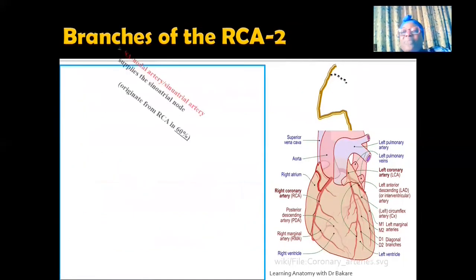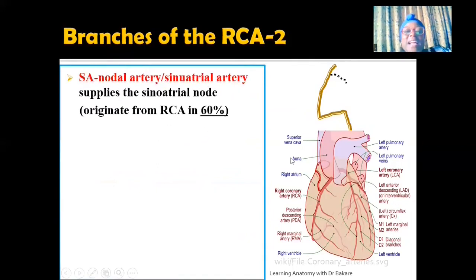The second branch is the SA nodal artery, or the sinoatrial artery. The sinoatrial artery supplies, just as the name implies, the sinoatrial node, and this will originate from the right coronary artery in 60% of individuals. This is the SA nodal artery highlighted here in blue, and this is how it emerges, and it goes through to the wall of the right atrium where it will be supplying the sinoatrial node.